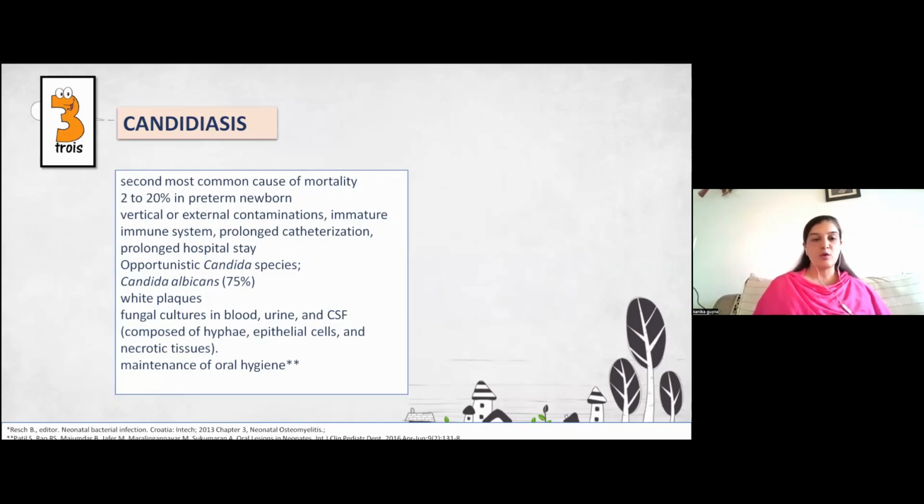Candidiasis, as you must have commonly heard, is the second most common cause of mortality in neonates. It happens in 2 to 20% of preterm newborns. Candidiasis commonly occurs from external contamination or vertical contamination from the mother. It happens because the neonate has an immature immune system, or because of prolonged catheterization and prolonged hospital stay. 75% of cases occur because of Candida albicans infection.